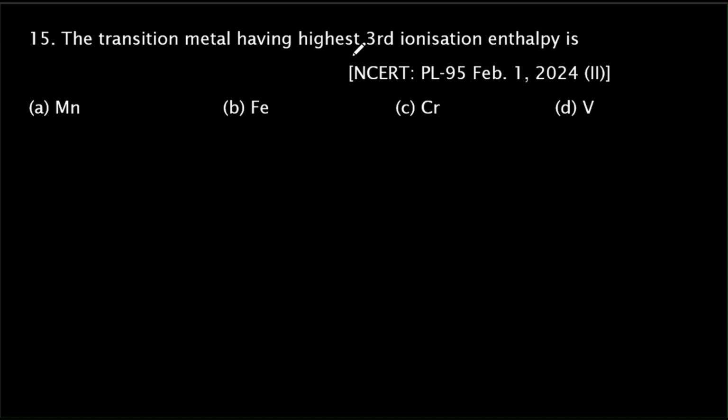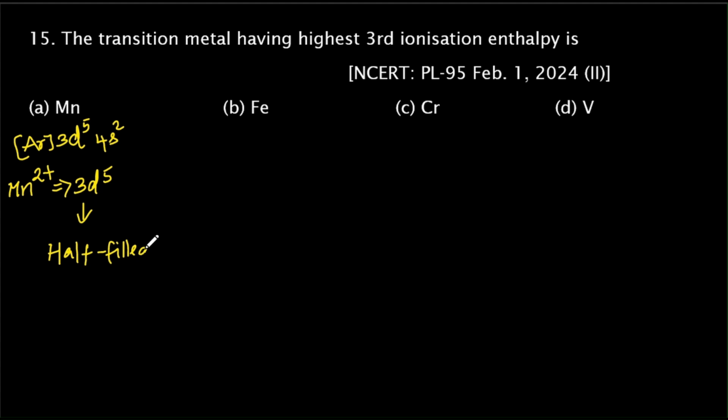The transition metal having highest third ionization enthalpy. So let us see the options. Manganese has the electronic configuration, core argon configuration 3d5 4s2. After the removal of 2 electrons, it will become Mn2+. So it will have 3d5 configuration. This 3d5 configuration is a half-filled configuration, and we know that half-filled configuration is more stable. So the answer is already very clear.